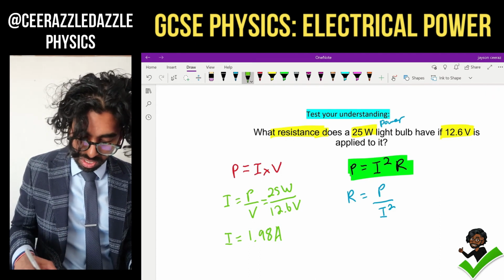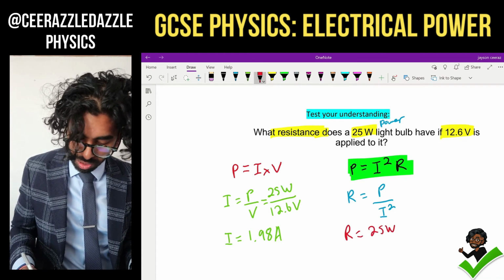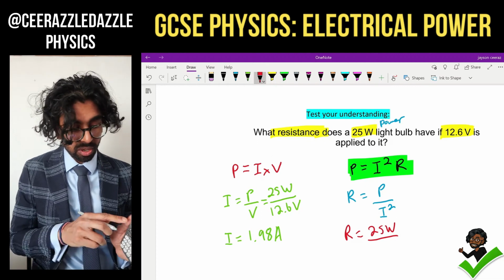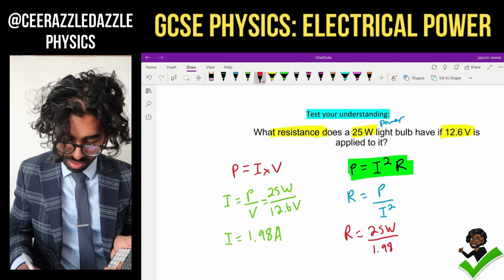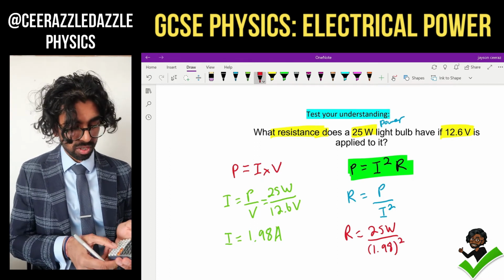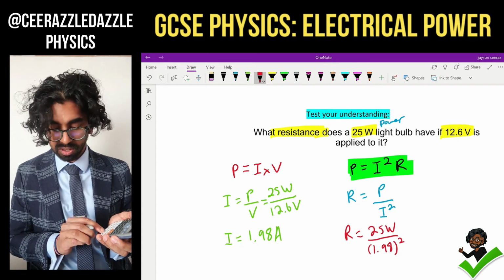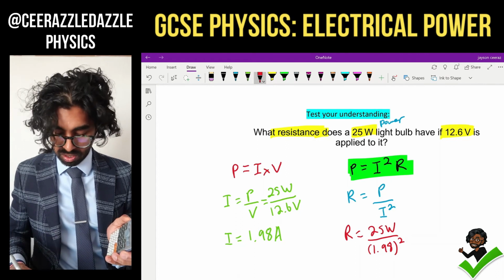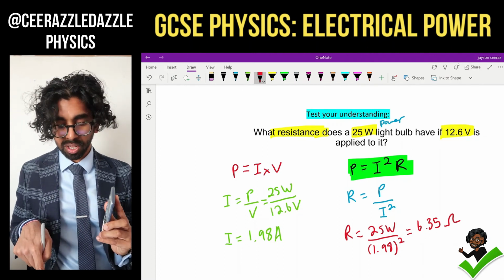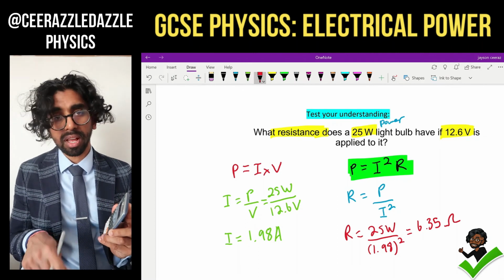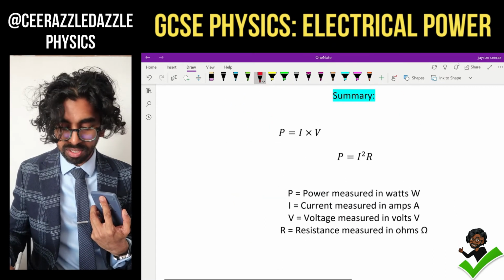So now I can use that in the other formula. Resistance is equal to the power, 25 watts, divided by I squared. I've just worked out I, it's 1.98. 1.98 squared. So let's square that. Yeah, and let's do 25 divided by that answer, I'm getting 6.35 ohms. Make sure you can do it. Don't just believe me doing it. Make sure you can take the values and do it yourself. And that's it for this lesson, I think. Yeah, it is. That's all I've done.